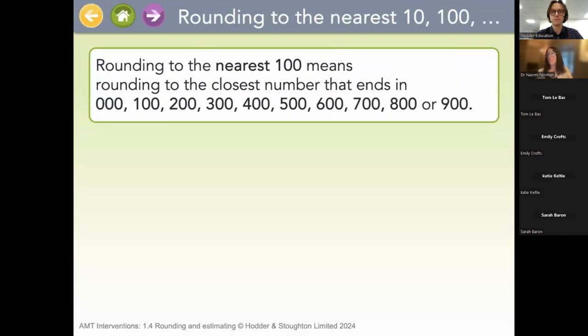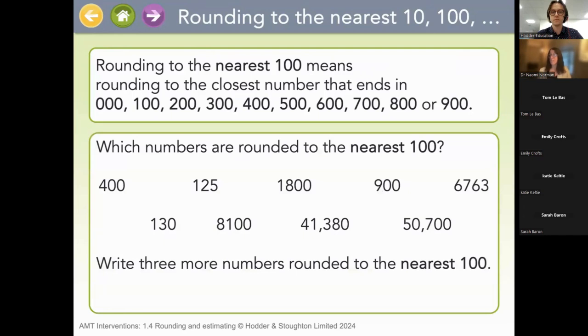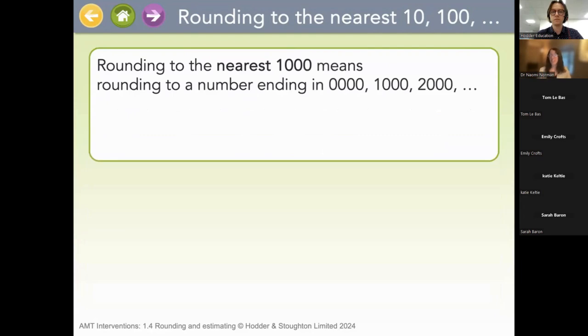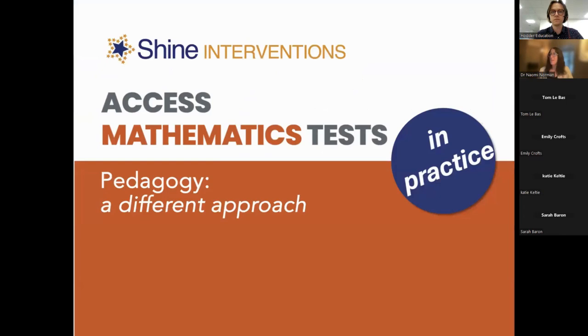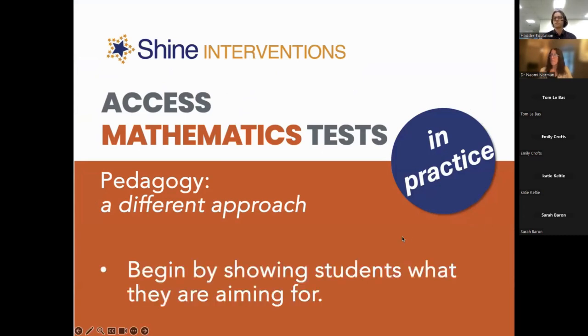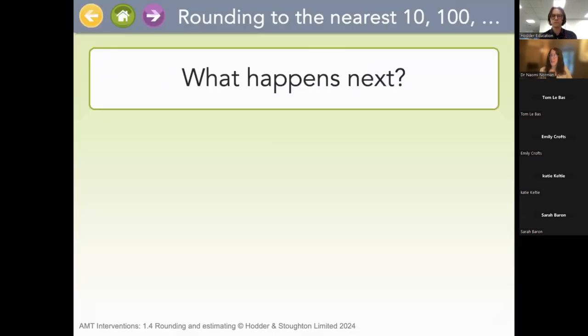A similar approach is adopted later on in the intervention when beginning to consider rounding to the nearest 100, with students exploring what a number rounded to the nearest 100 looks like, and then being asked to identify numbers rounded to the nearest 100 and write some of their own. Students should then be able to recognise numbers rounded to the nearest 1,000 and even 10,000 and beyond in the same way. So in this intervention, we adopt the different approach of beginning by showing students what they are aiming for. So what do you think happens next?